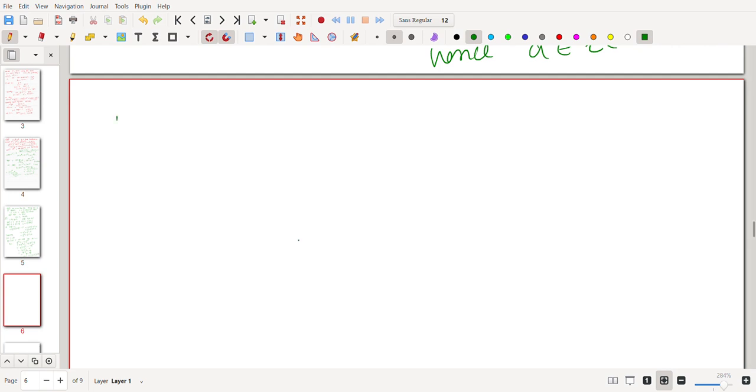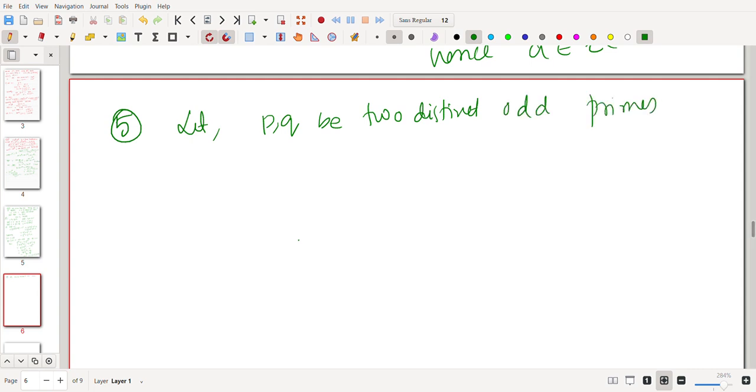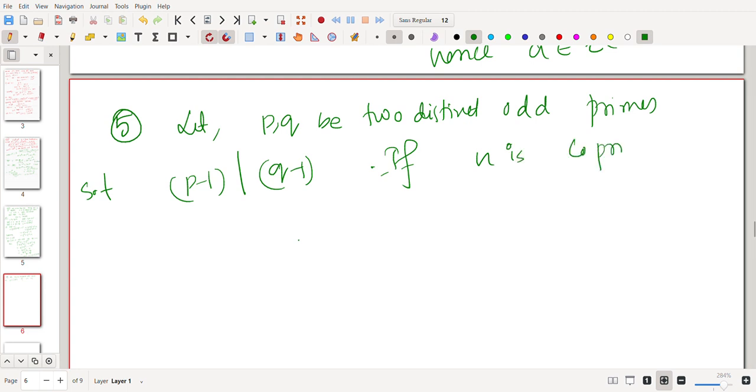4 questions I have solved already. So solution of question number 5. This was a very easy problem. Let P, Q be two distinct odd primes such that P minus 1 divides Q minus 1, and if n is co-prime to PQ, where n is a positive number, then PQ divides n power Q minus 1 minus 1.